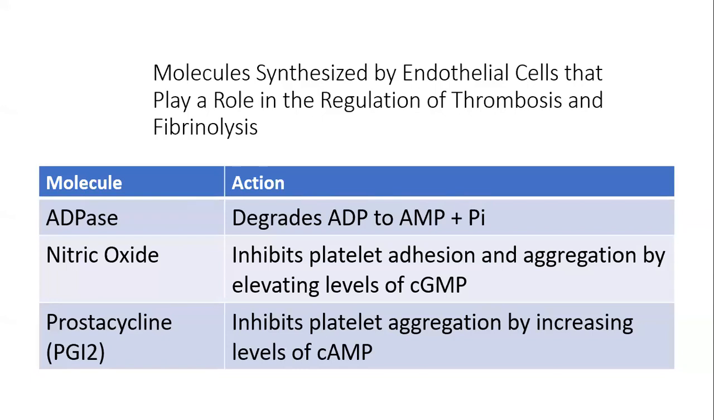Okay? So these are just different molecules that are synthesized by the endothelial cells that have roles in the process of thrombosis and fibrinolysis. You have your ADPase that is actually formed in the dense granules of your platelet, that is capable of degrading your ADP to AMP. Sorry, I would just like to correct myself. This enzyme would degrade the ADP that is secreted in the dense granules to AMP and Pi.